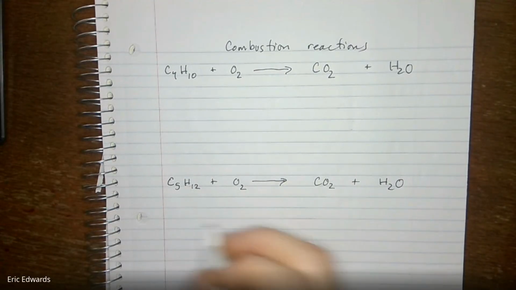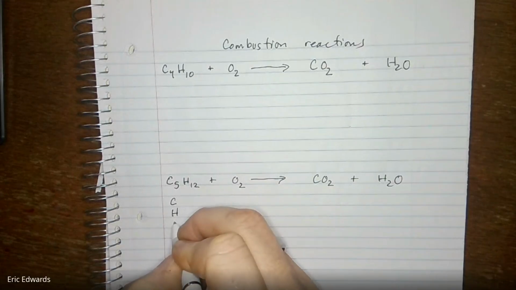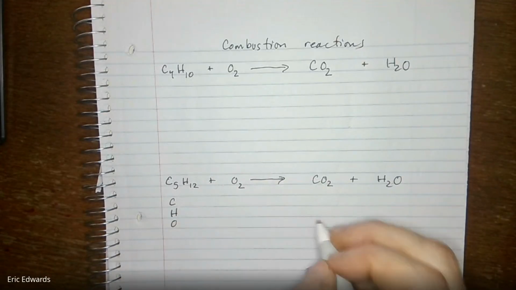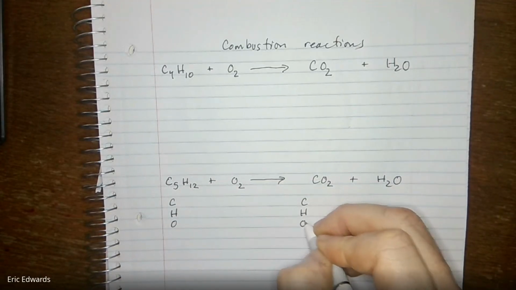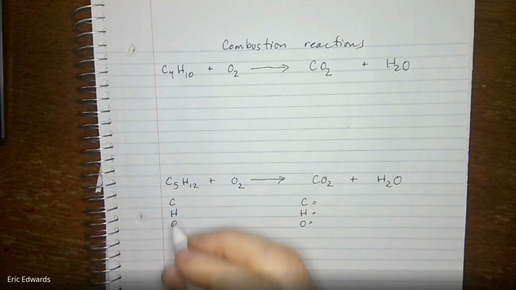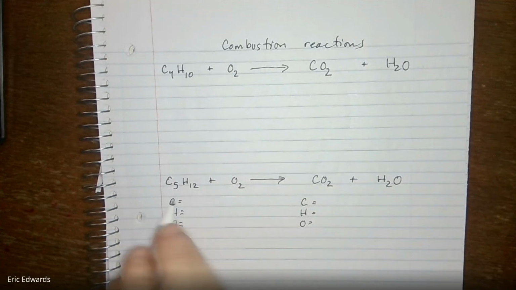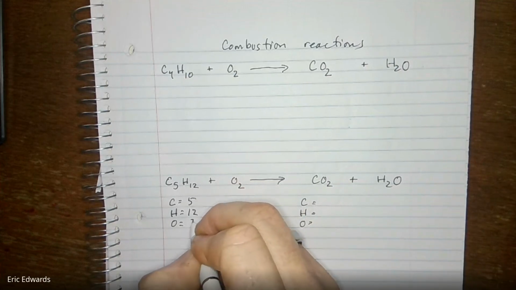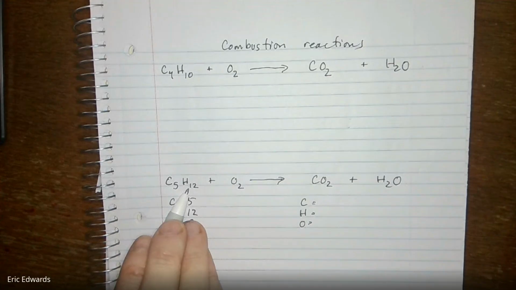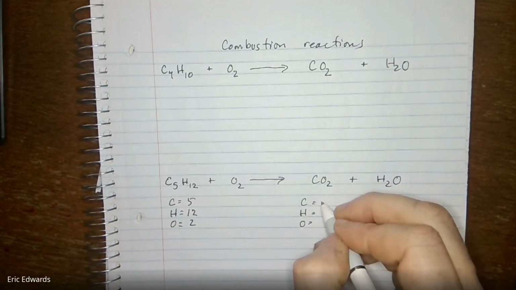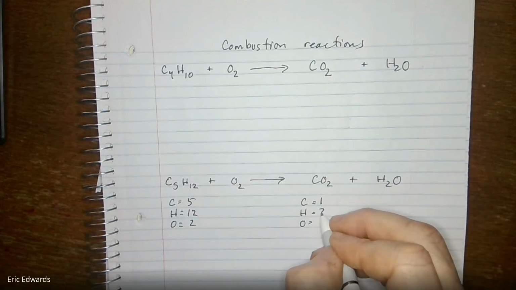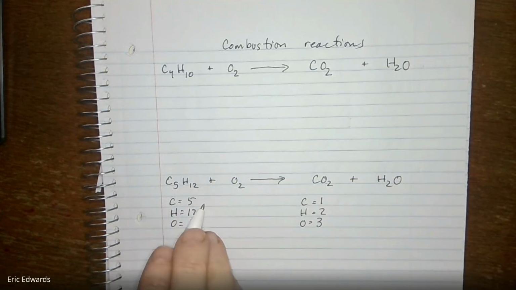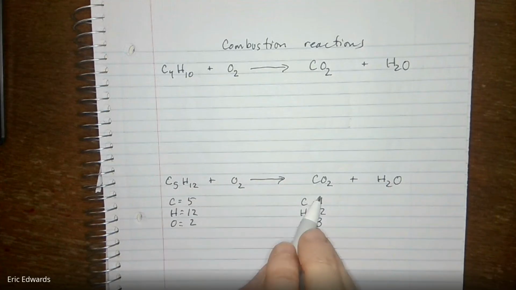So in a combustion that we're doing, we are limited to only three elements: carbon, hydrogen, and oxygen. Okay, so when you're balancing these, start with a carbon. Say I have 5 carbons over here, 12 hydrogens, and 2 oxygens. Over here I have 1 carbon, 2 hydrogens, and 2 plus 1, 3 oxygens. So I'm going to start with my carbons. I've got 5 over here, 1 over here.